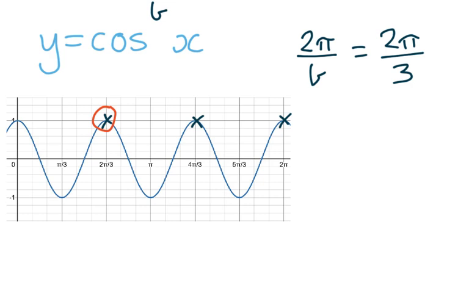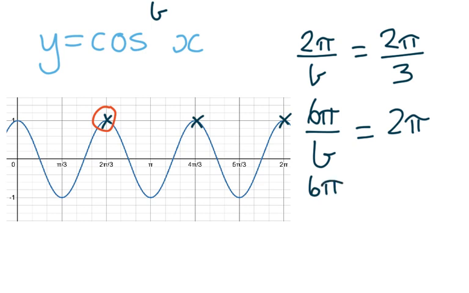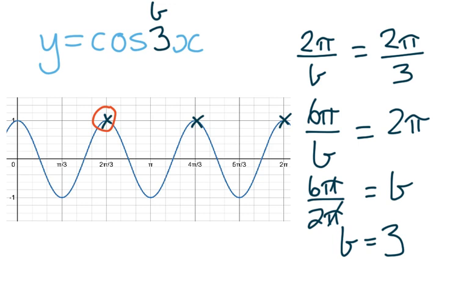So if we do our calculation again, if we multiply, we would have 6 pi on b equals 2 pi, and then we swap the b and the 2 pi around, so we would have 6 pi on 2 pi equals b. Pi's can cancel out. 6 divided by 2 is 3. So b is 3. And again, we've completed 3 cycles within that 2 pi, which is why we say there's been 3 cycles, but the period is now 2 pi on 3.